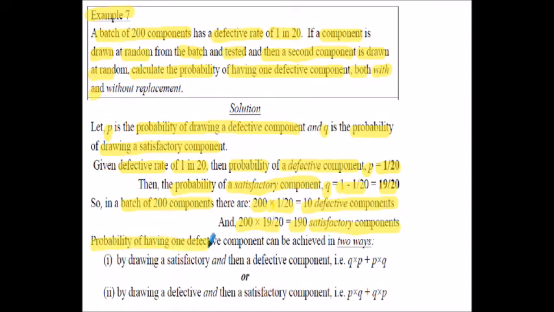The probability of having one defective component can be achieved in 2 ways. Firstly, by drawing a satisfactory component and then a defective component. So using our notation, that would be Q times P. Or, second way, by drawing a defective and then a satisfactory component. So that would be P times Q. The total is Q times P plus P times Q.